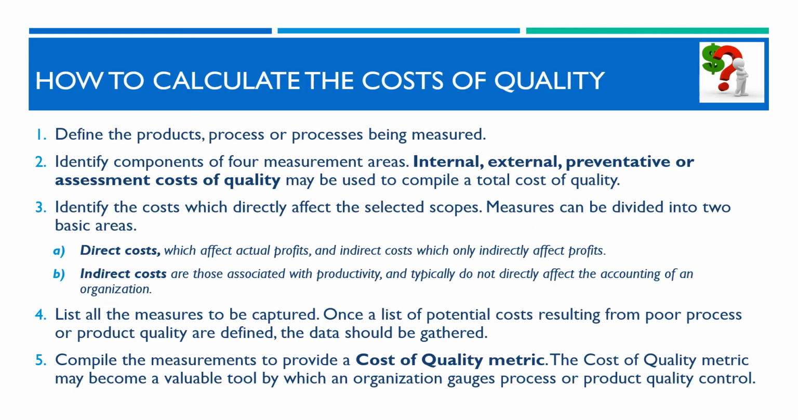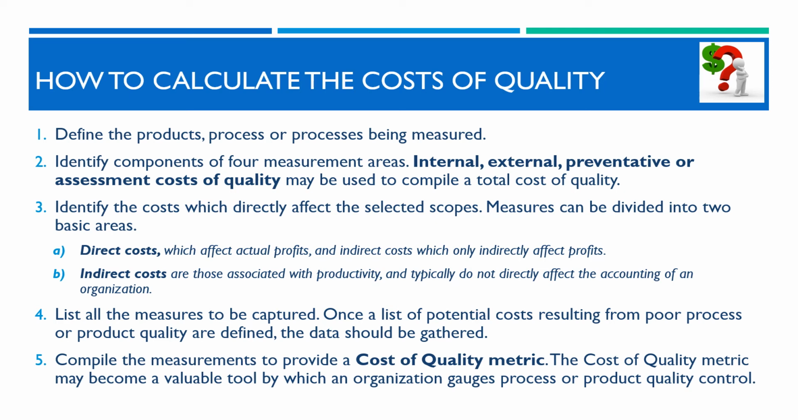Now, here are some basic guidelines to quantify the costs of quality in your organization. First, define the products, process or processes being measured. Next, identify components of 4 measurement areas. Internal, external, preventative or assessment costs of quality may be used to compile a total cost of quality. Next, identify the costs which directly affect the selected scopes. Measures can be divided into 2 basic areas. Direct costs, which affect actual profits, and indirect costs which only indirectly affect profits. Indirect costs are those associated with productivity, and typically do not directly affect the accounting of an organization.